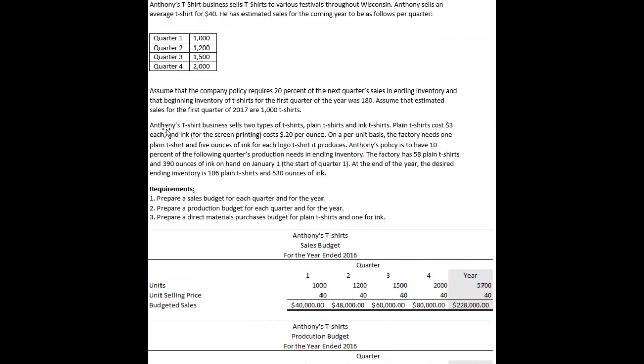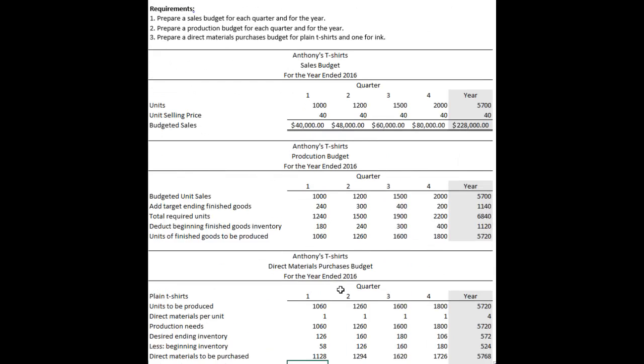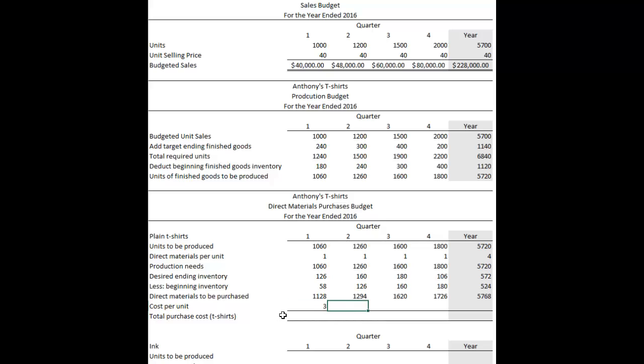We have to look somewhere else to find the cost per t-shirt. It's $3 each for each t-shirt. Okay, so $3, and assuming that doesn't change. So the total purchases for t-shirts is the quantity we're going to buy multiplied by the cost per unit to spend $3,384 in that quarter one, and you can see I can just carry that formula across so I know how much cash I need to spend on plain t-shirts every quarter.